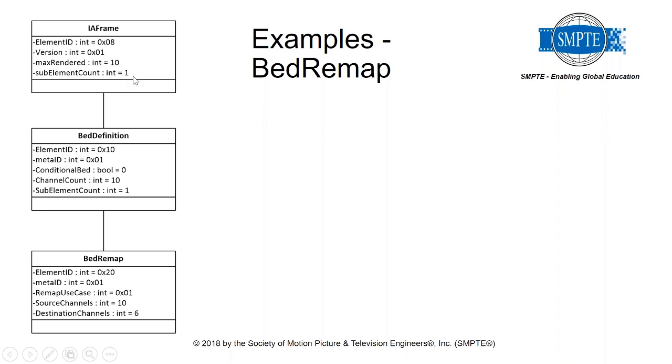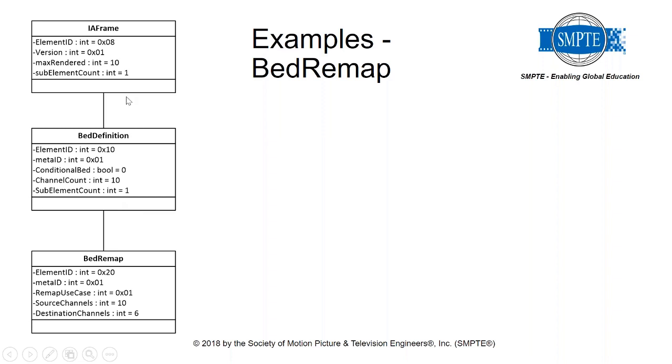Sub-element count was mentioned earlier. This is how the parser knows how many sub-elements it has to deal with. In this case, it's set to 1. You might say, well, gee, aren't there 2 sub-elements here because there's a bed definition and a bed remap? But in this case, the sub-element count is set by the top-level element. Since the bed remap is actually contained in the bed definition element, the IAFrame only has 1 sub-element. Then you move to that sub-element and you find, oh, there's another sub-element there.